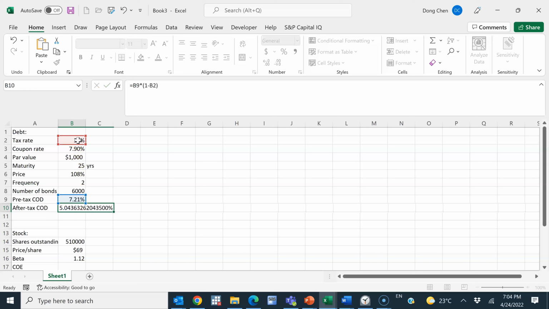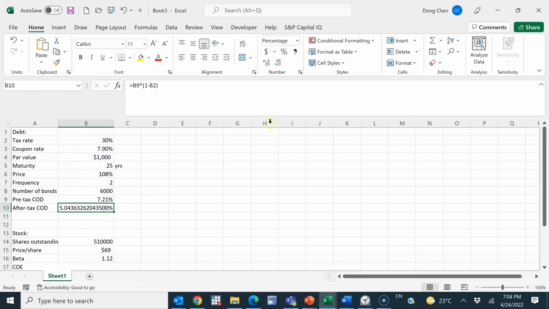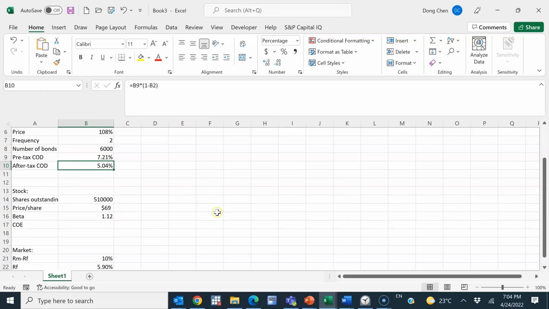Tax rate. So you can notice here I chose to do all the calculations based on formulas rather than hard coding the data. You can see that none of the numbers are hard coded numbers, right? So this is after-tax COD.